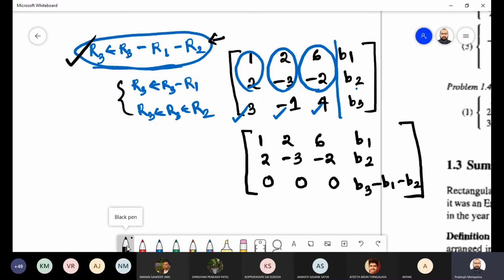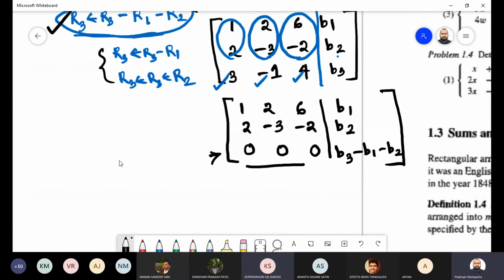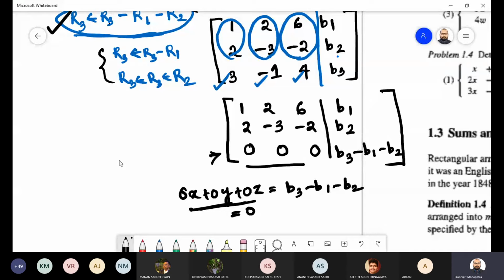Now, if the system is to have a solution, what should be the condition? What is the last equation's left-hand side? The last equation's left-hand side is 0x plus 0y plus 0z, equal to B3 minus B1 minus B2. So what is the left-hand side? The left-hand side is nothing but 0.